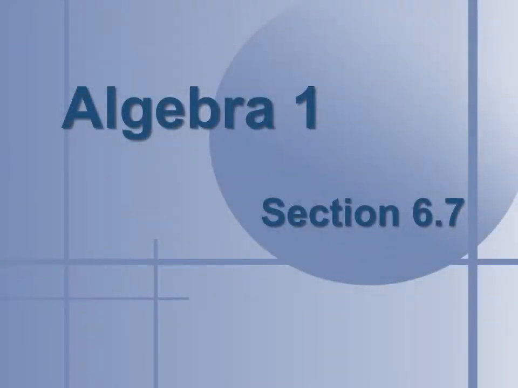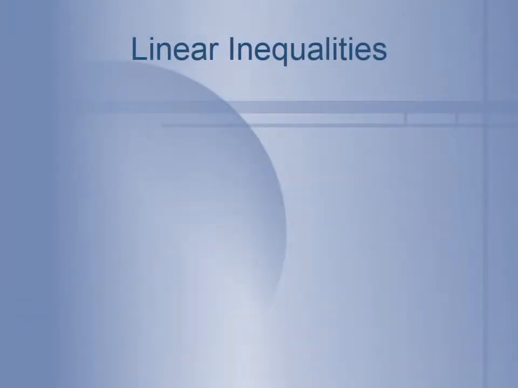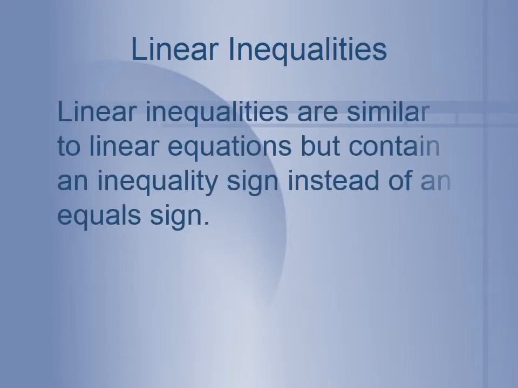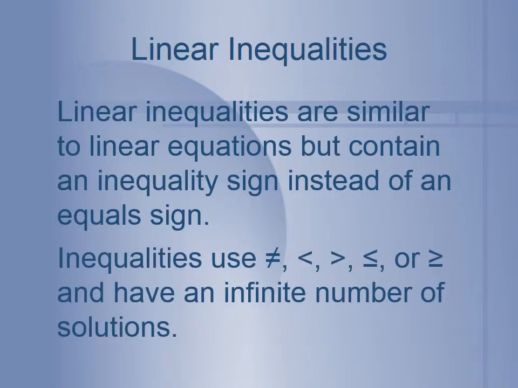Alright guys, today we're going to do section 6.7 in your book, which is about linear inequalities and graphing linear inequalities. So let's remember what an inequality is. An inequality is almost exactly like an equation, but instead of an equal sign, you have an inequality sign, which is the less than, the greater than, the less than or equal to, or greater than or equal to. So those are the inequality signs. Okay, you also have not equal to's.